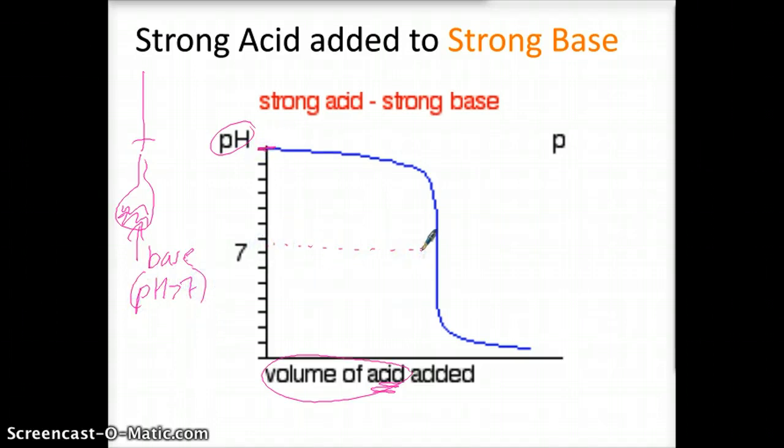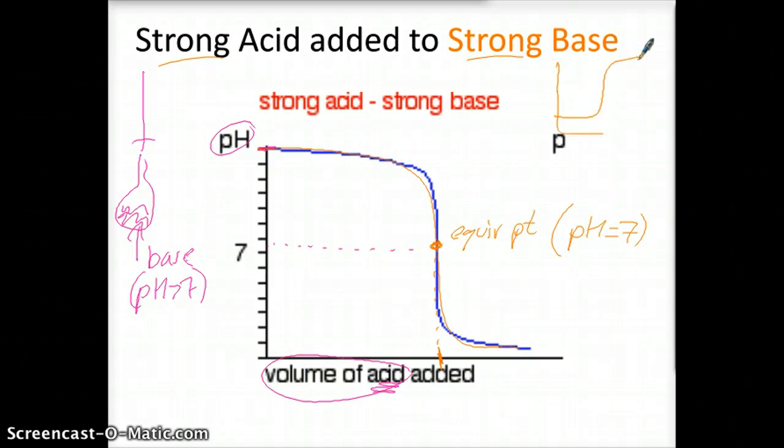Since this is a strong acid to a strong base, the same things apply. This point right here is the equivalence point, where the moles of H plus equal moles of OH minus. Since it's strong to strong, pH is equal to 7. And then we can see that this volume right here would represent the volume of acid needed to determine the concentration of the base. So you have to recognize that a curve like this means you start with a base in the flask and you're adding an acid to it, whereas a curve like this means you have an acid in the flask and you're adding base.